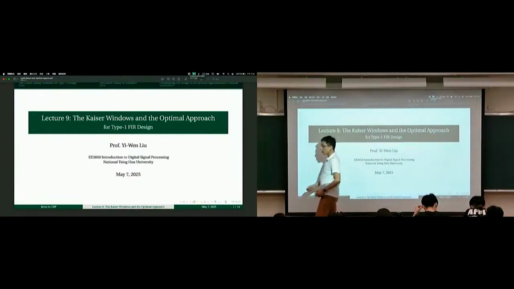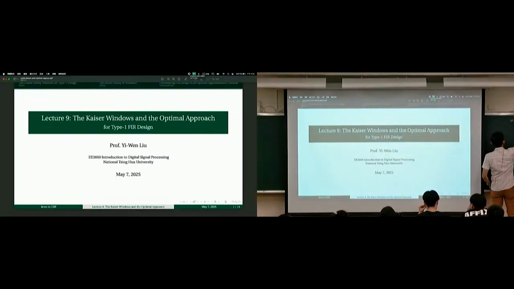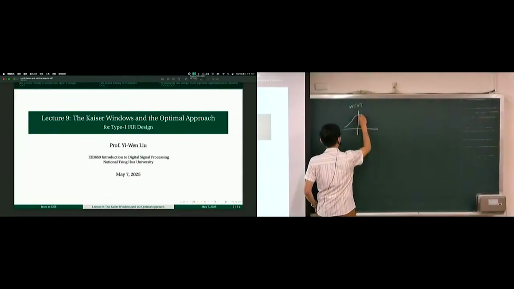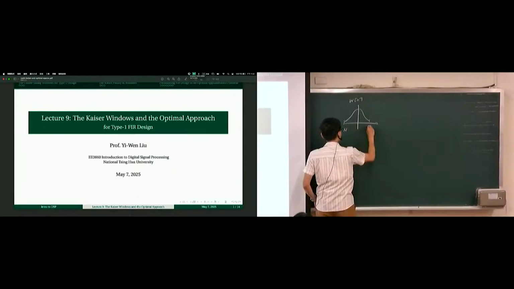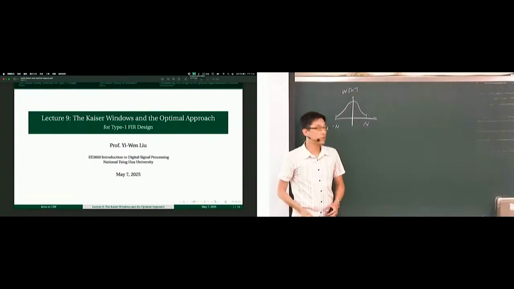In general, you want to choose a window that has a narrow main lobe as well as a small side lobe. So generally, if you have a window, let's say it's a zero-phase window, symmetric, an even function around time 0, I'm just going to plot a bell-shaped curve, maybe from minus n to n. Some kind of window that you apply for your filter design.